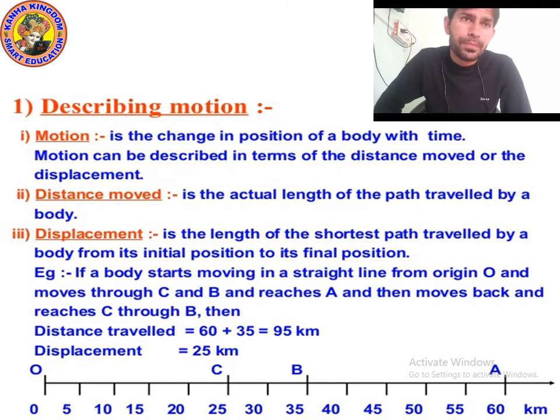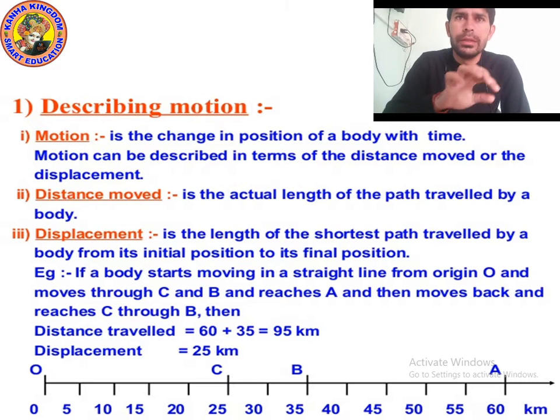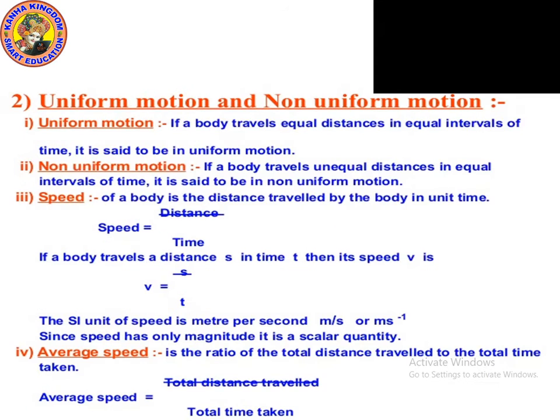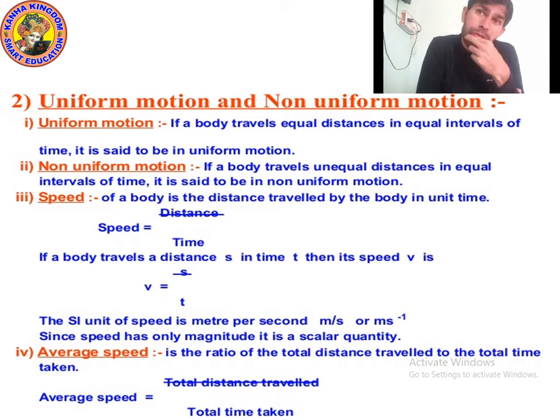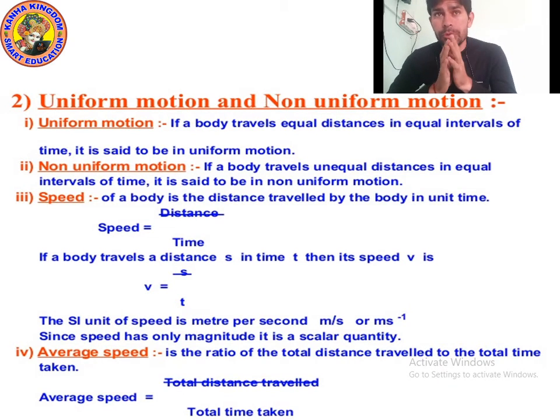I hope you understood. Now let's talk about types of motion. Let's move on to the next point. Let's study the types of motion. There are mainly two types of motion: uniform motion and non-uniform motion.